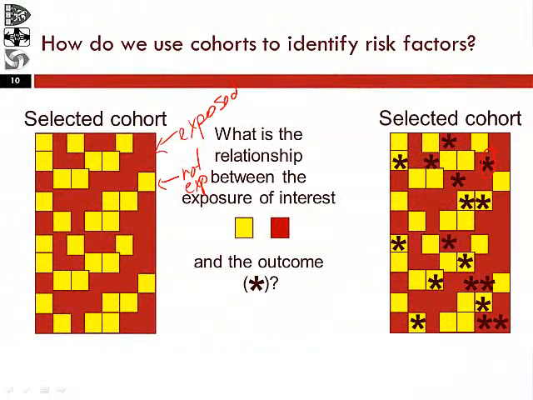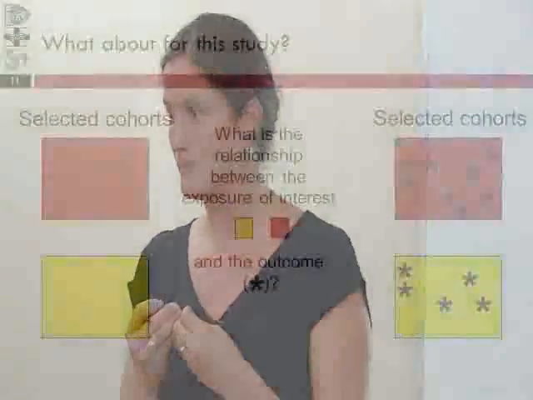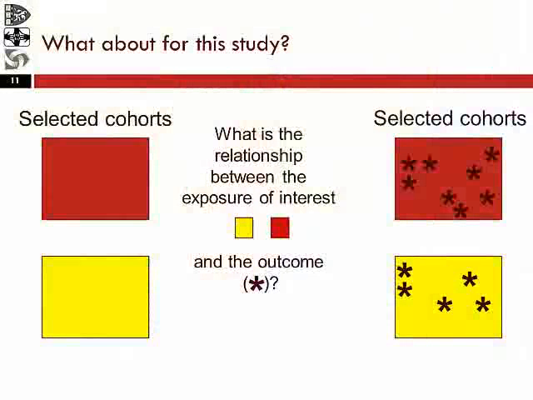So even if you use this way of doing a cohort study, the question is the same. What is the relationship between exposure, maybe gender, male, female, and death? What is the relationship between money, maybe having money and not having money, and the likelihood of death? So you're looking at an exposure and an outcome and trying to see what the relationship is between the exposure and the outcome.